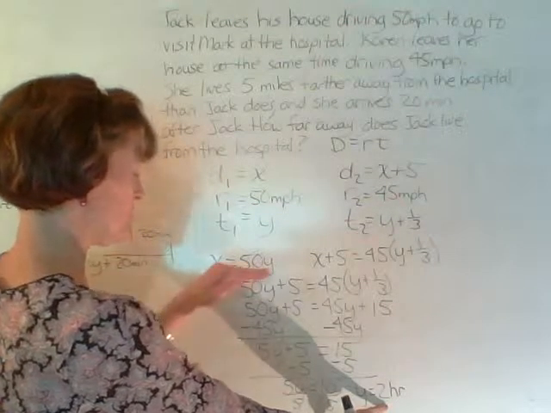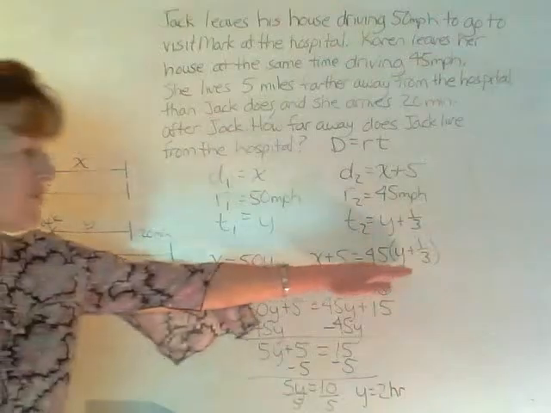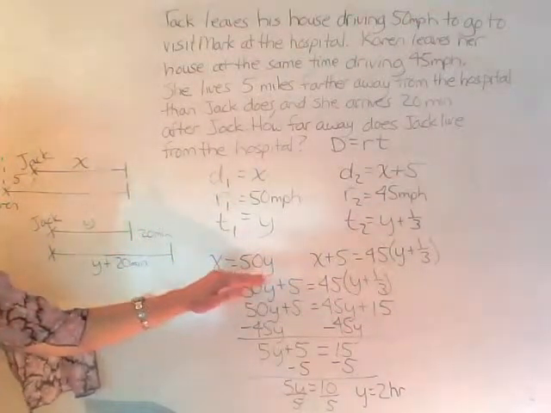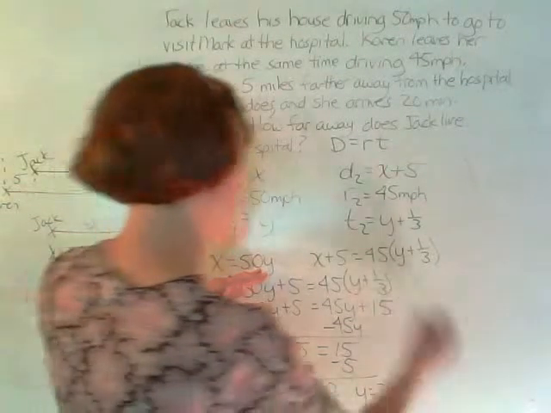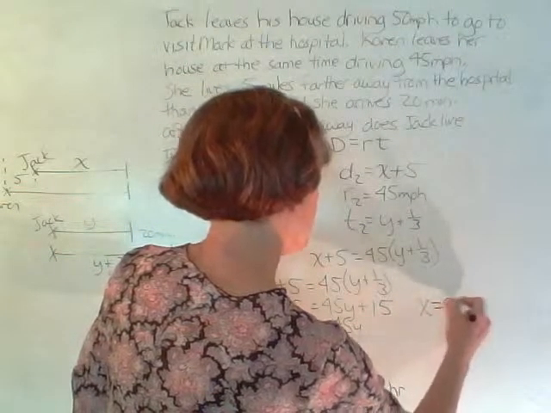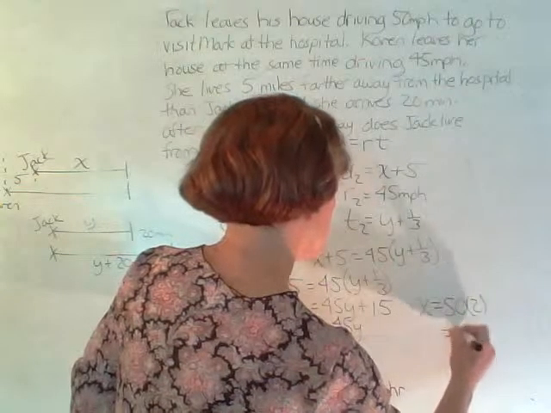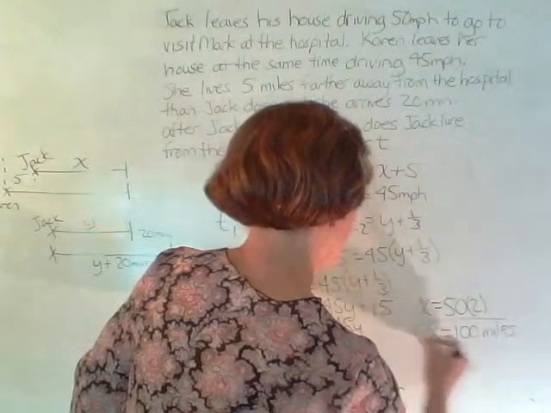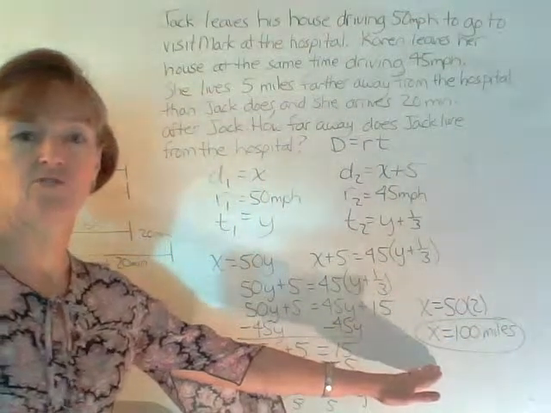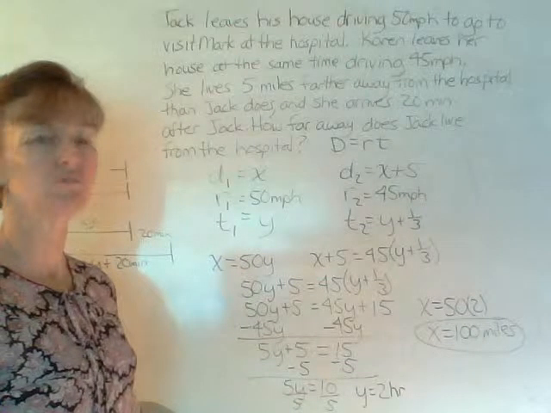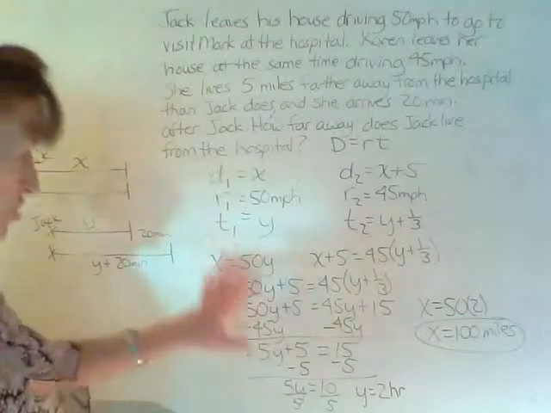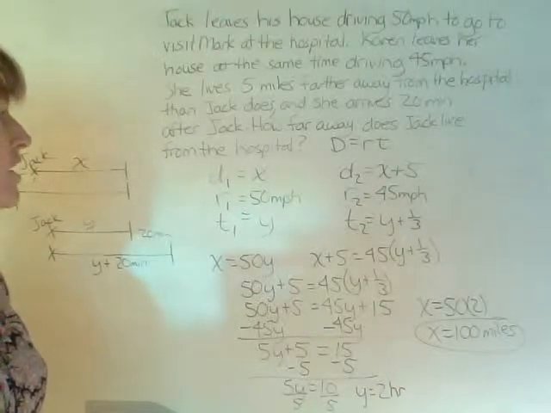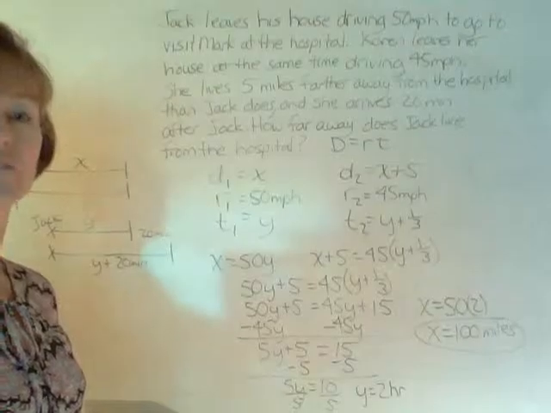So I'll put the 2 hours into this equation. I could just as easily put it into the other equation to solve for x, but that's a much more complicated equation. This is a much simpler equation. So I'll put my y into this one, and x equals 50 times 2, or x equals 100 miles. And then this is what answers the question in the problem. It's always important when you finish doing the math and getting an answer to a variable that you go back and you read the problem and you answer the question being asked in the problem.